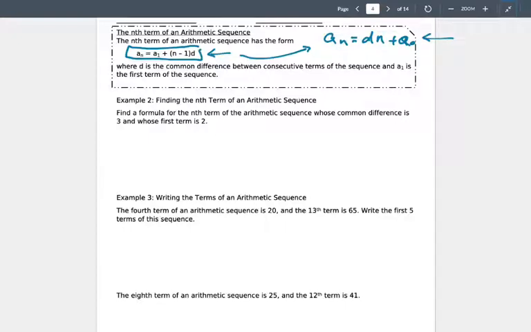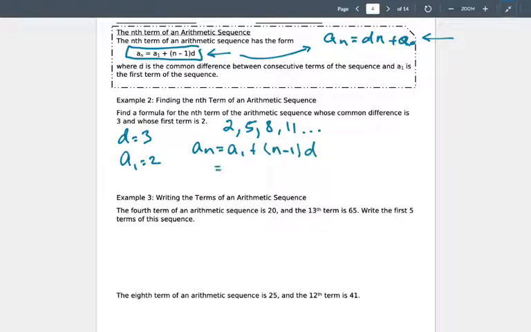So in this example 2 here, we have: find the formula of the nth term of the arithmetic sequence whose common difference is 3, and your first term is 2. So basically, if we were to write the sequence for this, if my first term is 2, my next term would be 2 plus 3, so it's 5. And then 5 plus 3 is 8, and then 11, etc. So I can use this formula up here, a sub n equals a1 plus n minus 1, and then d. So plug in your first term, and my common difference is 3.